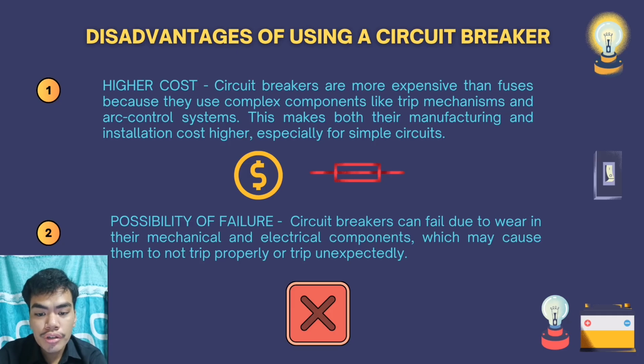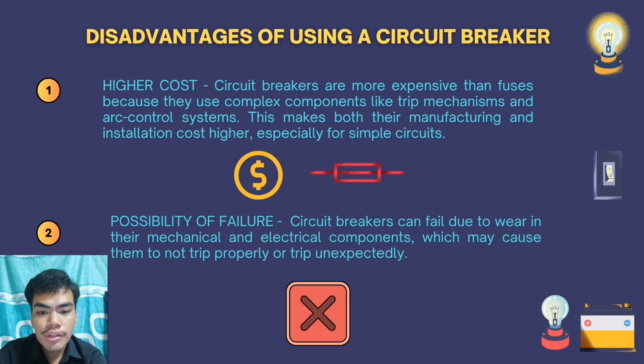So first is the higher cost. One of the main disadvantages of circuit breakers is their higher cost compared to fuses. Circuit breakers contain more complex components such as trip mechanisms and arc control systems. These parts make their design and manufacturing more complicated. In addition, installation may also require more effort and proper setup. Because of this, circuit breakers are usually more expensive, especially when used in simple or small electrical circuits where a fuse could be more sufficient than the circuit breaker.